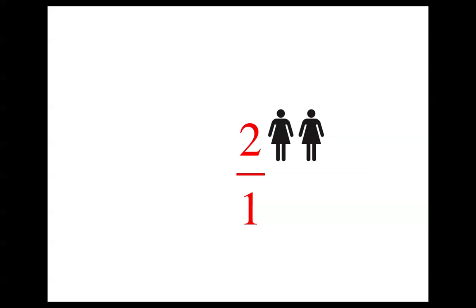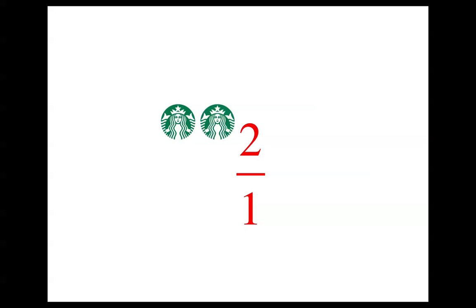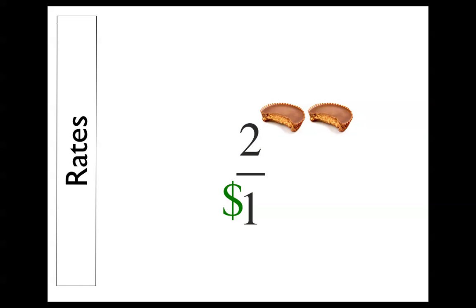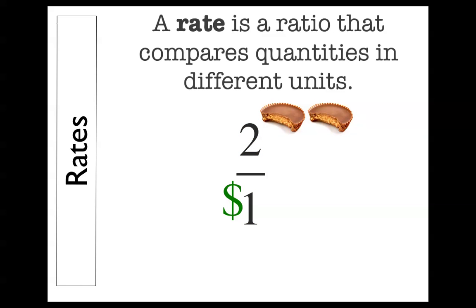But just in case you don't, you could be comparing the number of girls to the number of guys with the 2 to 1 ratio, or you could be using a 2 to 1 ratio to say that there are 2 Starbucks at one street corner, or you could be using the 2 to 1 ratio to compare the number of peanut butter cups that you can buy to the number of dollars that you would spend on those peanut butter cups. And if you did something like this, what we would be saying is that you can buy 2 peanut butter cups for $1. And this kind of a ratio is called a rate. A rate is a ratio that compares different things.